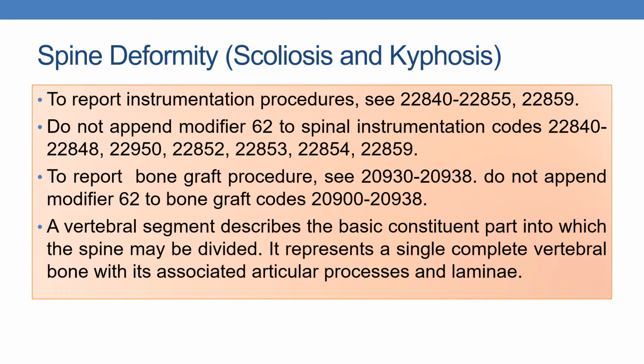Coming to spine deformity. To report instrumentation procedure codes, you need to report or see 22840 to 22855 series and additionally 22859. One more important point is do not append 62 modifier to spinal instrumentation codes. And also 62 modifier should not be appended to bone graft procedures.